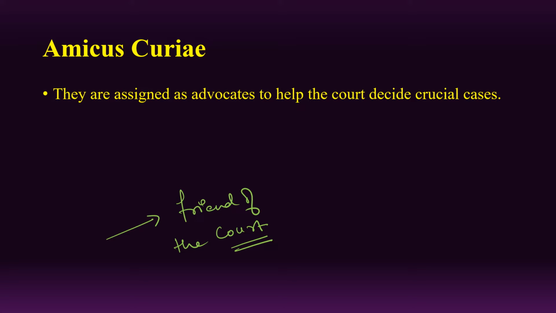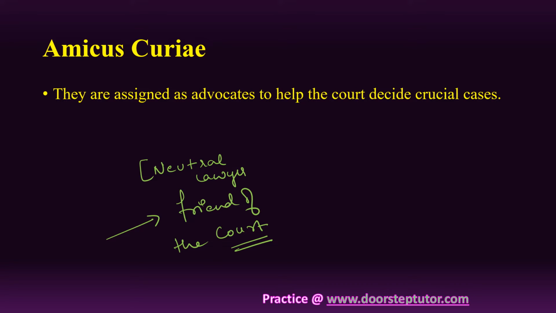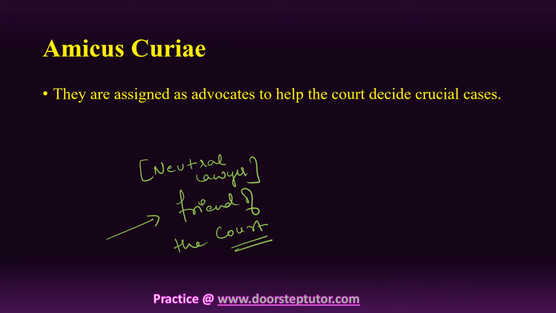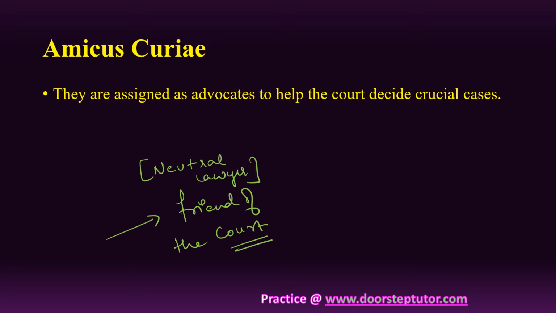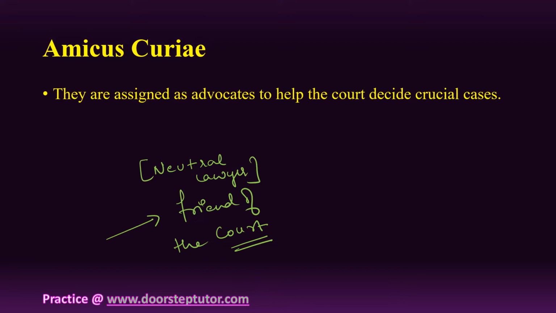And the other term that we can use over here is that amicus curiae means neutral lawyer. A neutral lawyer that is appointed by the court, and what it does is it assists in cases which require specific expertise. There are certain cases where we require the expert's help, and that is the point where the role of amicus curiae becomes important. So they are advocates appointed to assist the court in adjudication of important cases.